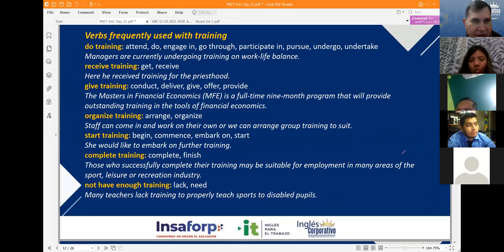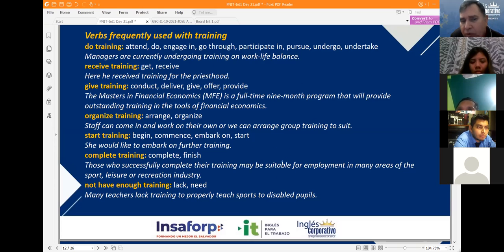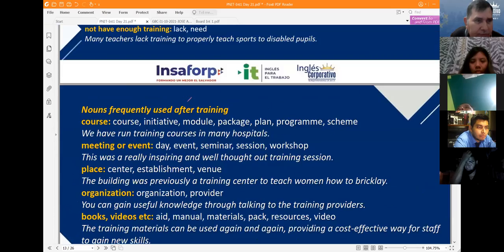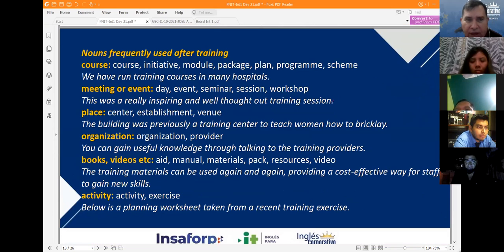Very good. Now we have verbs frequently used with training. I'm going to give you this. I'm going to let you study this in your house because I understand that you are tired and I don't want to make you even more tired. I already sent you this so you can study it in your house. You have nouns frequently used after training. Okay. Training course, initiative training, module training, etc.